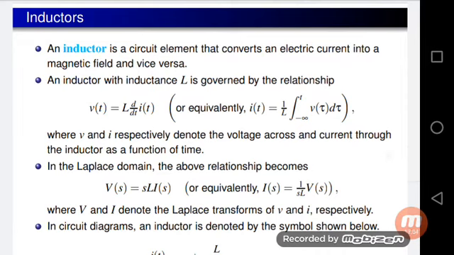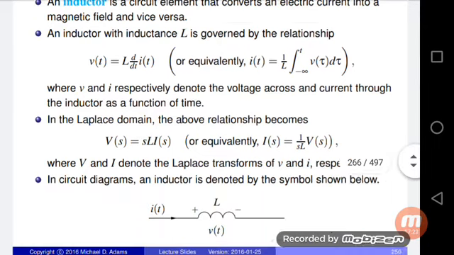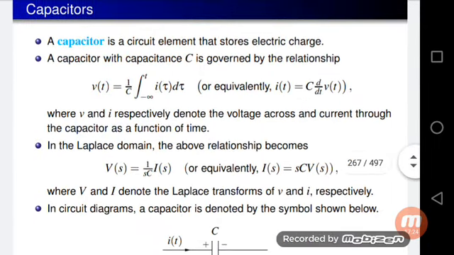Next one is inductors. An inductor is a circuit element that converts an electric current into a magnetic field and vice versa. And next one is the capacitor. Already we know why we use capacitors. A capacitor is a circuit element used to store electric charge.